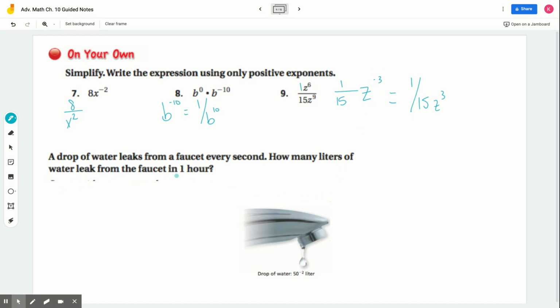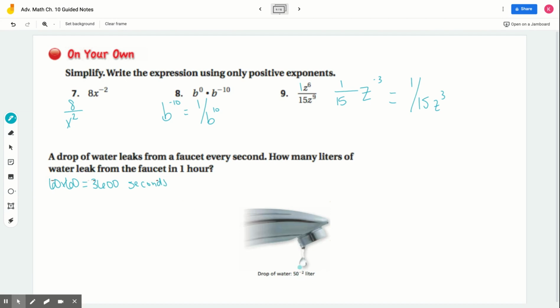Here it says a drop of water leaks from a faucet every second. How many liters of water leak from the faucet in 1 hour? So the first thing I want you to do is figure out how many seconds there are in 1 hour. So we know that there are 60 seconds per minute and that there are 60 minutes per hour. 60 times 60 is 3,600. So there are 3,600 seconds.